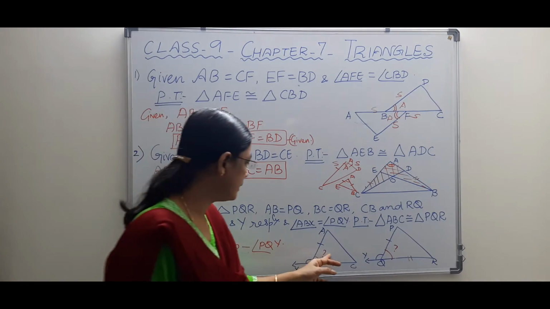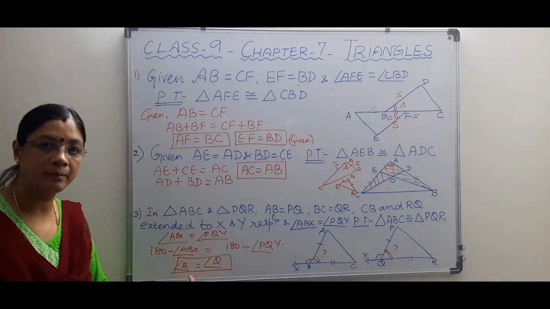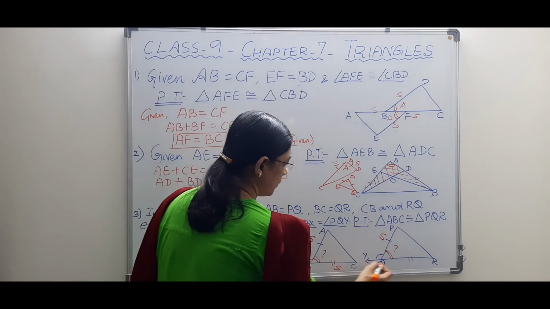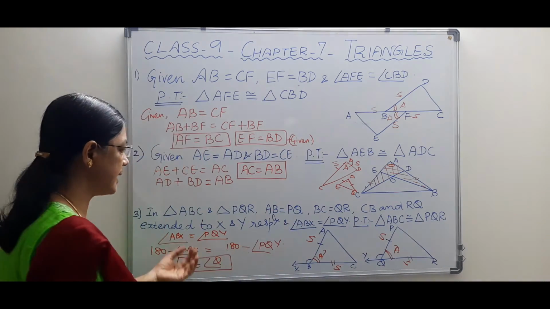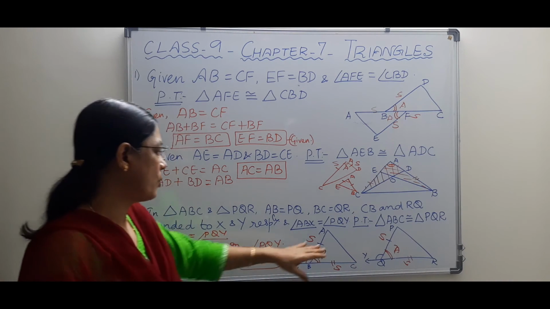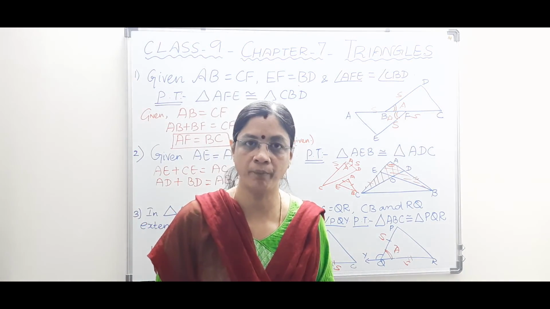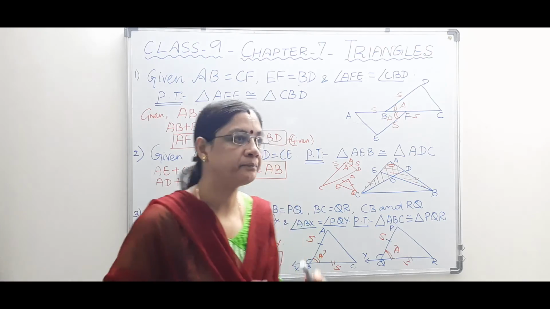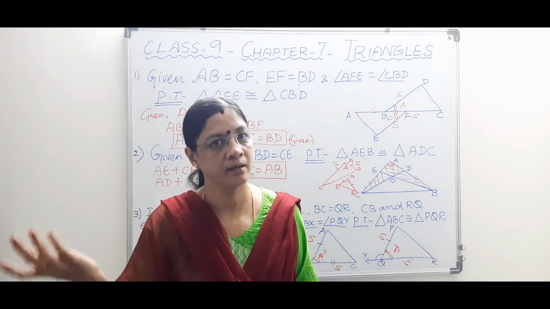So from this line we have obtained angle B is equal to angle Q. So now we know the corresponding sides are equal and the angles enclosed between them are also equal. So under SAS criterion, side angle side, we have got triangle ABC congruent to triangle PQR. Now I hope you have understood. These are some simple problems with which we can understand the congruency of triangles using the SAS criterion.